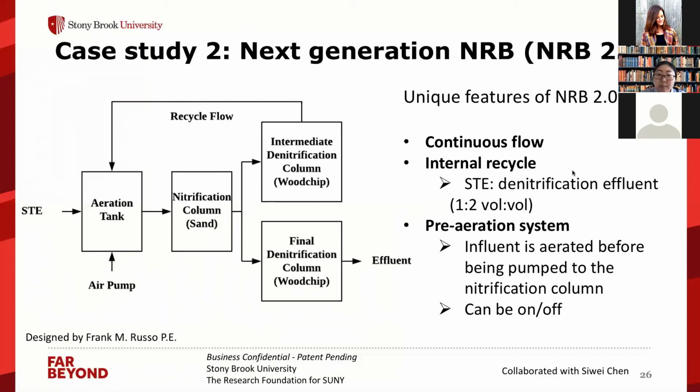Septic tank effluent is mixed with the recycled effluent from the intermediate denitrification tank at 1:2 volume ratio, and is continuously pumped to the nitrification column for further treatment. The air pump is an optional design, which is easy to turn on or off to control the DO concentration. The nitrified effluent from the nitrification column is then distributed to the denitrification columns. In there, nitrate is denitrified to nitrogen gas with the carbon released from the wood chips. The effluent from the final denitrification column is discharged to wet wells, where effluent samples will be collected for water quality analysis.